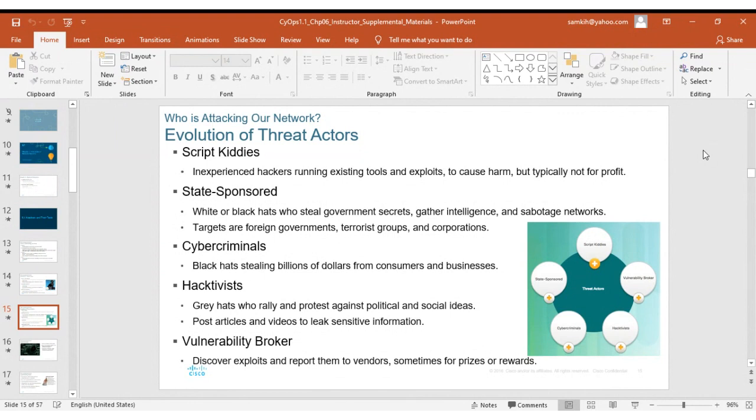So the hacktivists now, these are grey hat hackers who rally and protest against maybe political and social ideas. If you have ever heard of WikiLeaks, guys in WikiLeaks get information about a particular country and then they expose that information. So it's normally a group of people who protest against maybe a political system or something, and then they expose that information to other people.